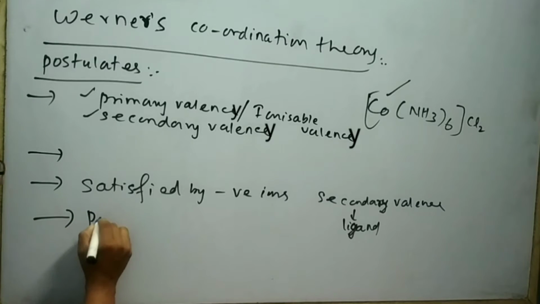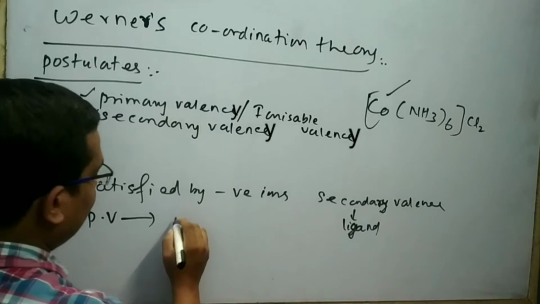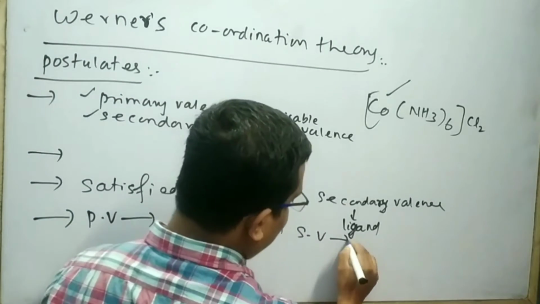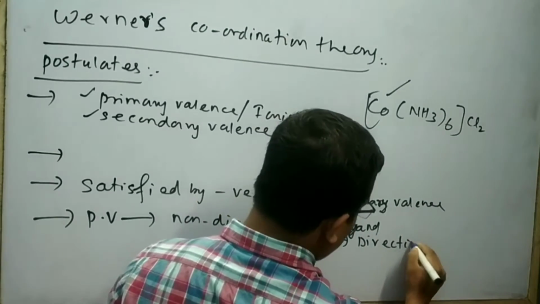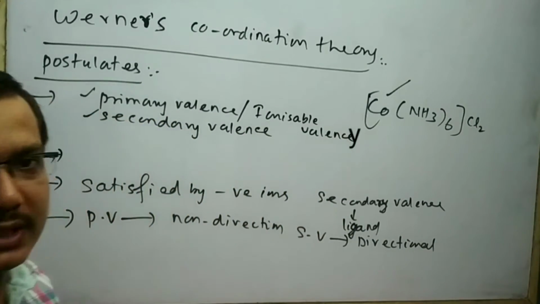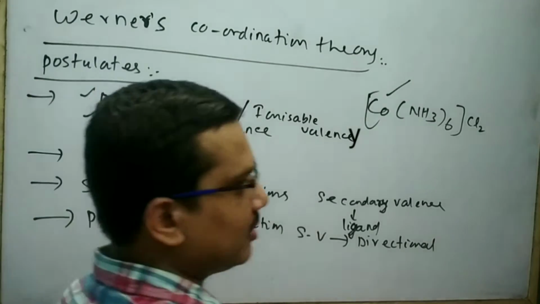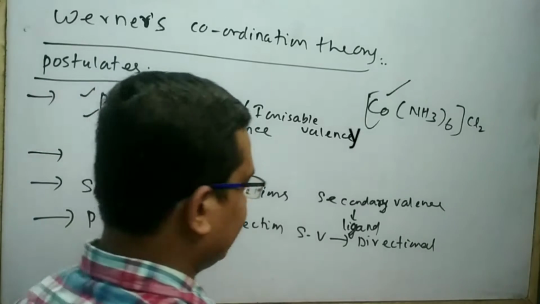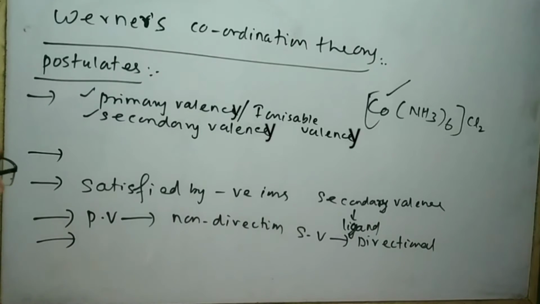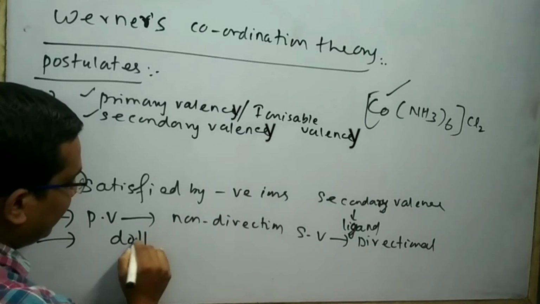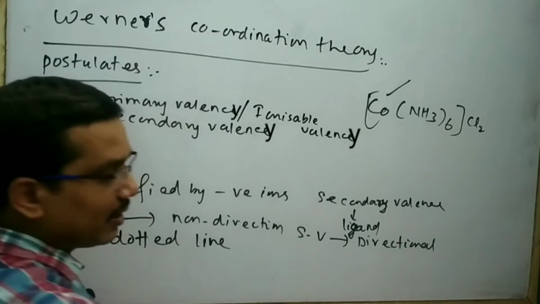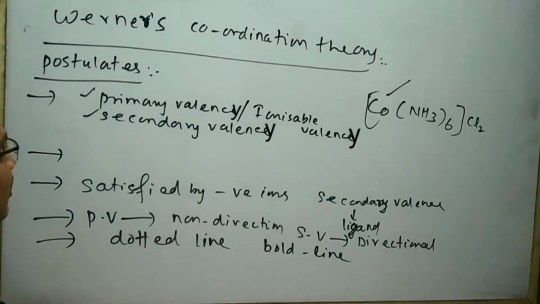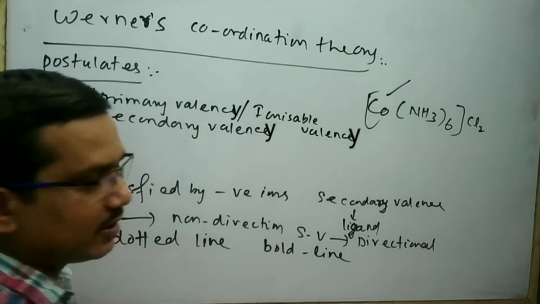The fourth point is that primary valencies are non-directional, while secondary valencies are directional. The directional character of secondary valency shows that it is directed towards a particular direction in space. The fifth point is that primary valency is denoted by a dotted line, while secondary valency is denoted by a bold line. These are the postulates of Werner's coordination theory.